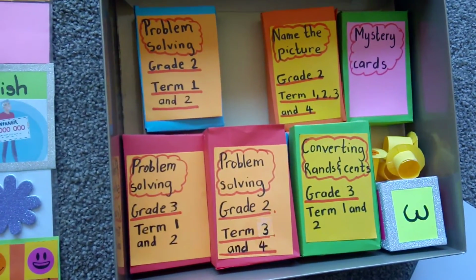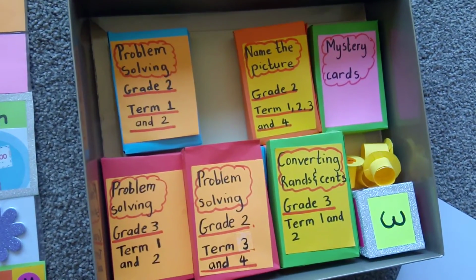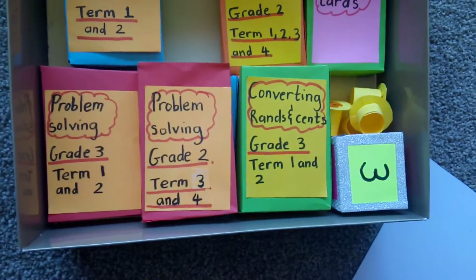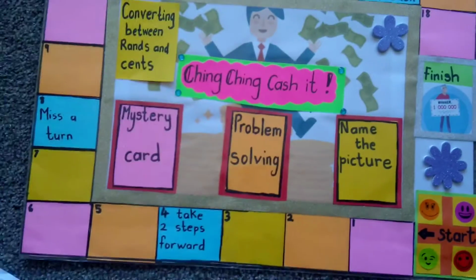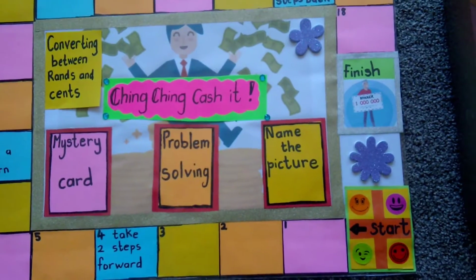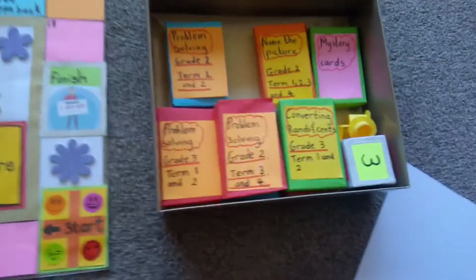And for grade 3, we have included the content from term 1 till term 4. The objectives is focusing on converting, as you can see in this box, between rands and cents and problem solving. Learners will be able to learn all the content from grade 2 term 1 till grade 3 term 4 in a form of a game, which is much easier and fun.